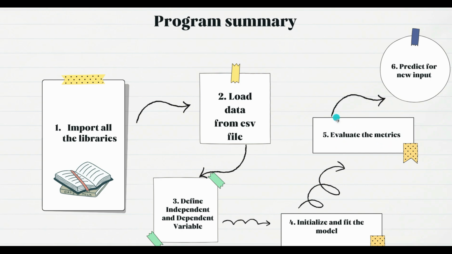And then we will use the coefficients and intercepts that we have arrived at from initializing and fitting the model to predict the value for new input. So we'll give a new input which is apart from the training data, and then we'll ask the algorithm to predict the output of it.